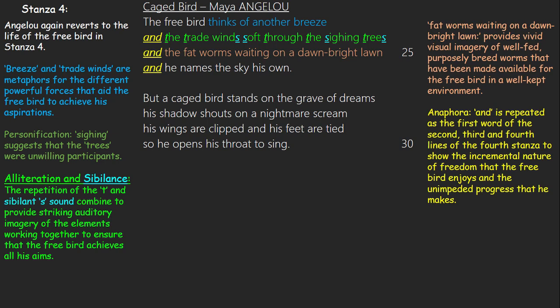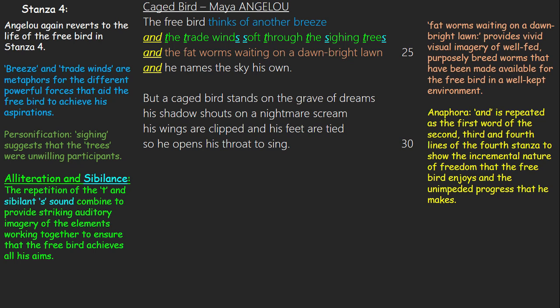And we see in the last line of the fourth stanza, "and he names the sky his own." First of all, we see the anaphora of the word "and" in the fourth stanza. Again, we also saw the same idea in the first stanza, the progression of the free bird's action. It's repeated as the first word of the second, third, and fourth lines of the fourth stanza to show the incremental nature of the freedom that the free bird enjoys and the unimpeded progress that he makes. So just like in the first, we see that it's like a stairs.